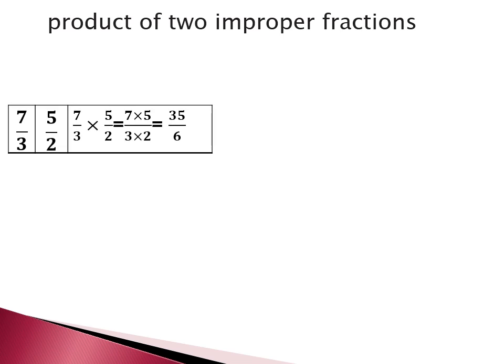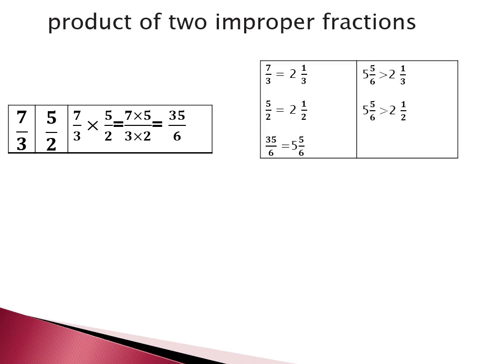7 by 3 and 5 by 2 both are improper. Again, by the rule we have to take the product. The product is equal to 35 by 6. Now 7 by 3 equals, in mixed fraction, 2 integer 1 by 3, and 5 by 2 equals 2 integer 1 by 2. Now 35 by 6 we can also convert, that is 5 integer 5 by 6. Naturally you know that 5 by 6 is greater than both of the fractions.